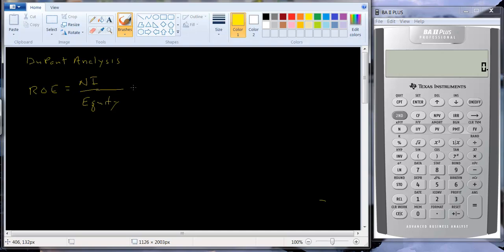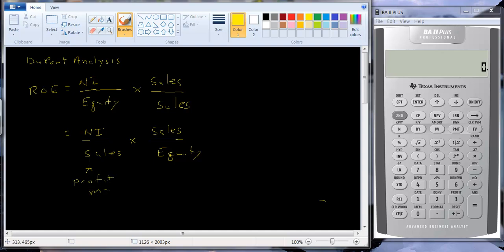So the first thing I want to do is I want to multiply by sales over sales. Okay, again, you could cancel these and nothing would change. And let's rearrange those terms so that we get the following. Net income over sales times sales over equity. And what's this first part? Net income over sales is profit margin. Sales over equity is what we refer to as equity turnover.